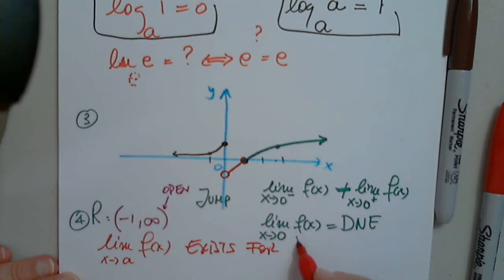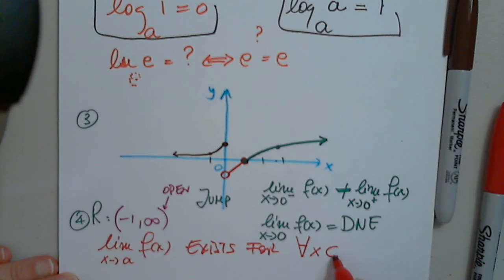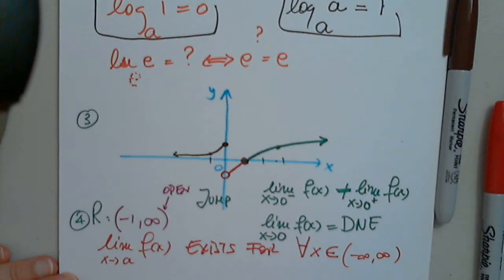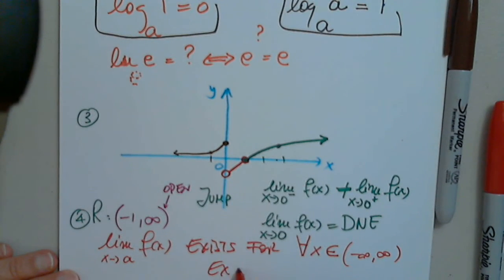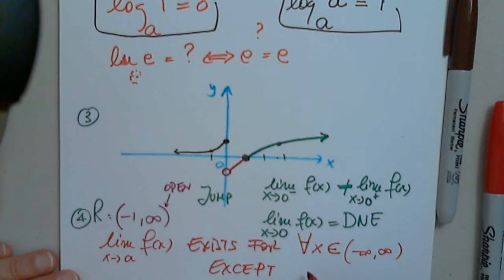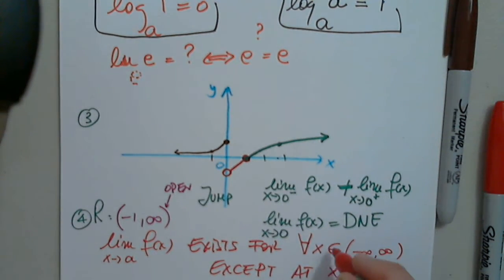for, this is a symbol that I would like you to get used to. We're going to use it again. For all x in the interval negative infinity to infinity, except, one more time, except, I'll explain these symbols again, I will write them down for you, except where? At x equals 0. Excellent.